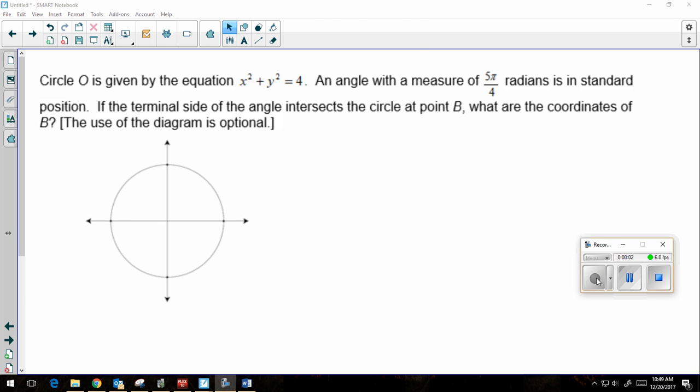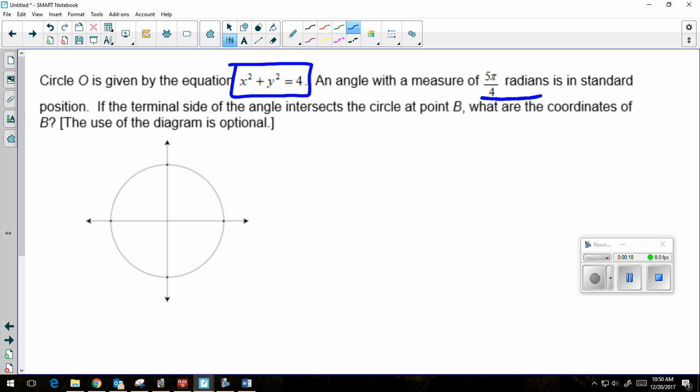This video is going to show you how to find points on a circle in radians, except the circle will not be the unit circle. Circle O is given by the equation x squared plus y squared equals 4. An angle with a measure of 5 pi over 4 radians is in standard position. If the terminal side of the angle intersects the circle at point B, what are the coordinates of B?